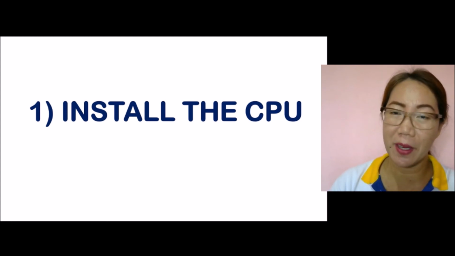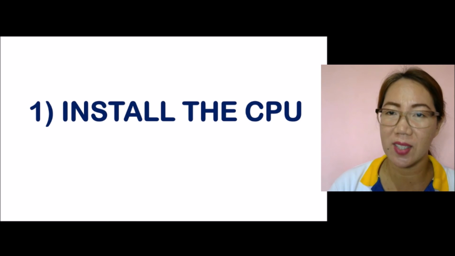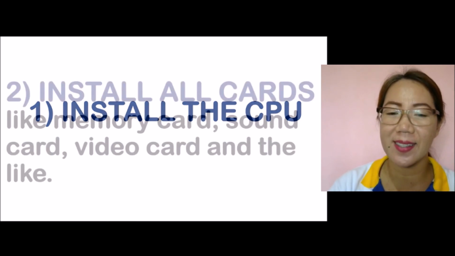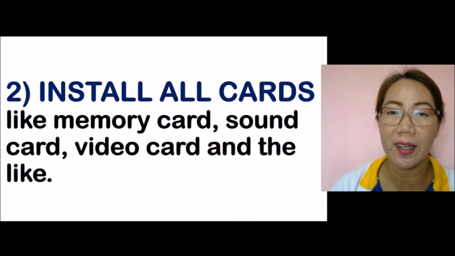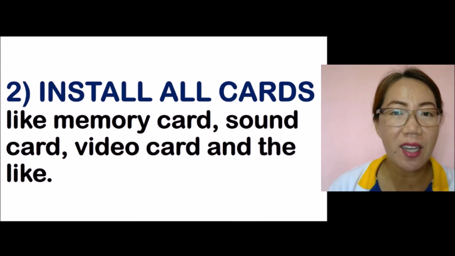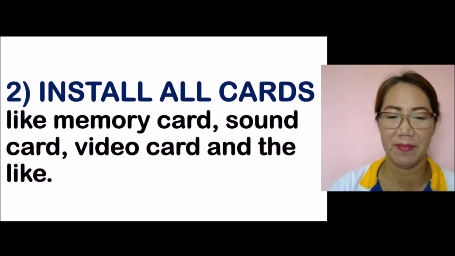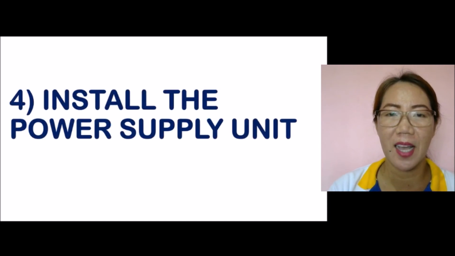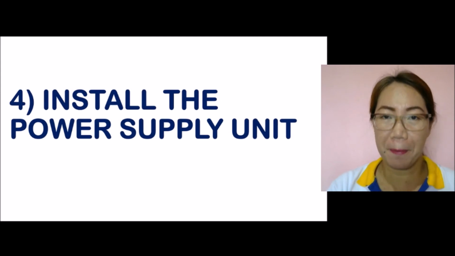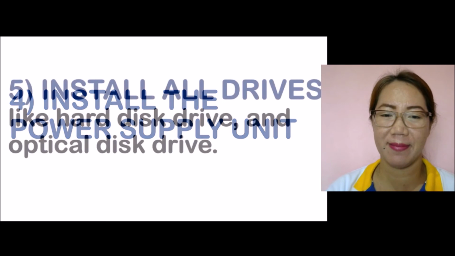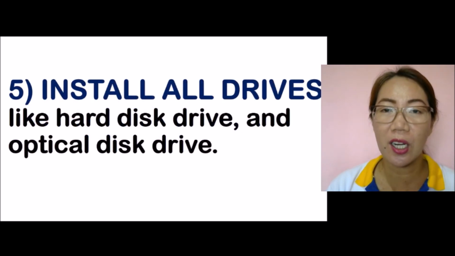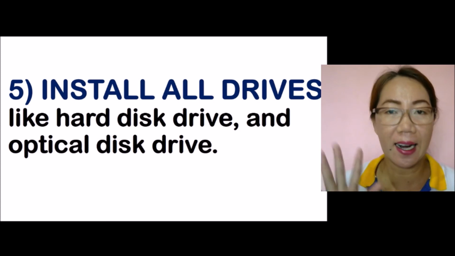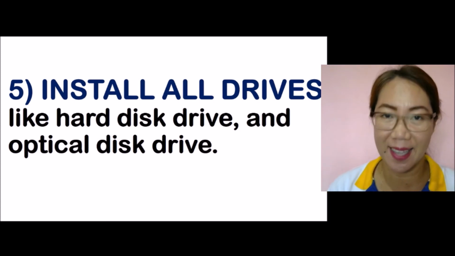Then after you install the CPU, of course, you also need to install the fan and heatsink assembly. Next, install all cards like memory card, sound card, and video card. Number 3, install the motherboard. Number 4, install the power supply unit. Number 5, install all drives like hard disk drive and optical disk drive.